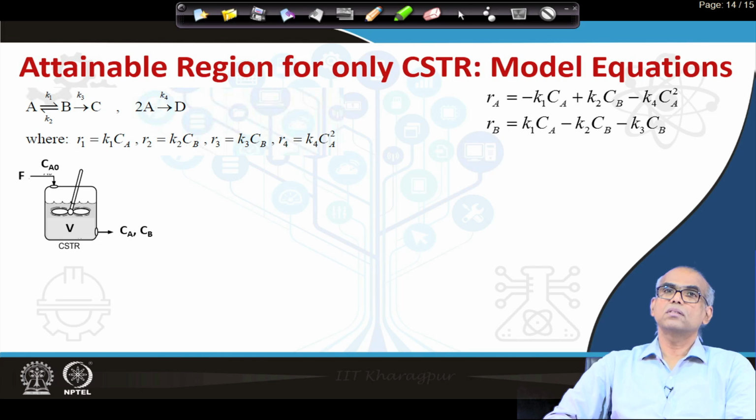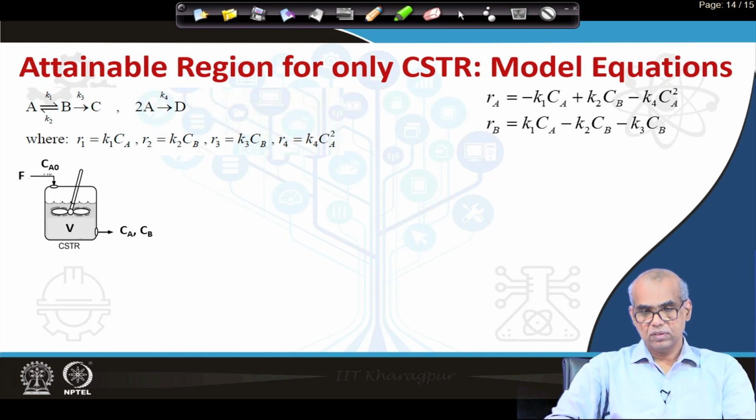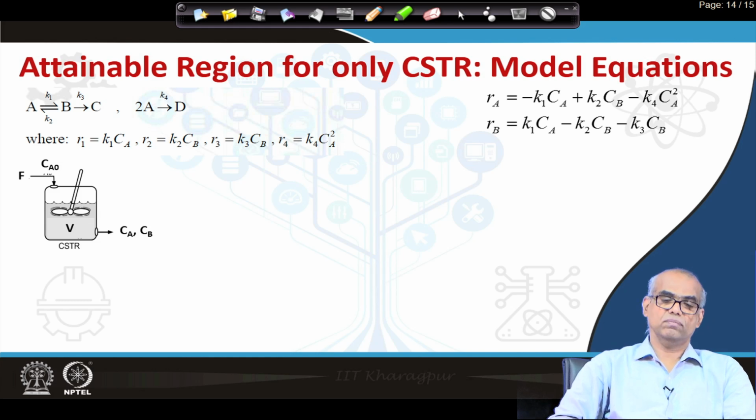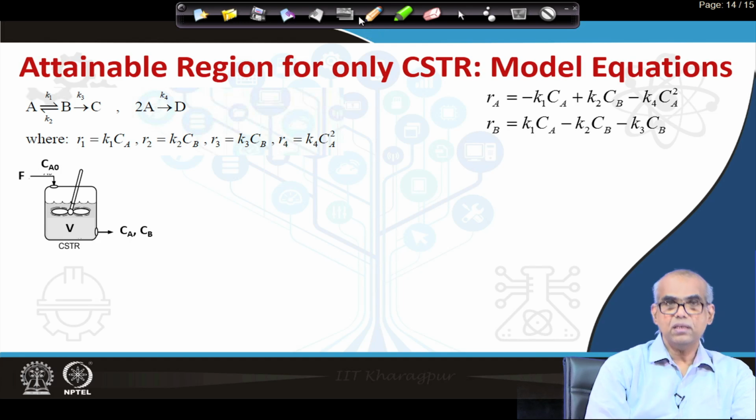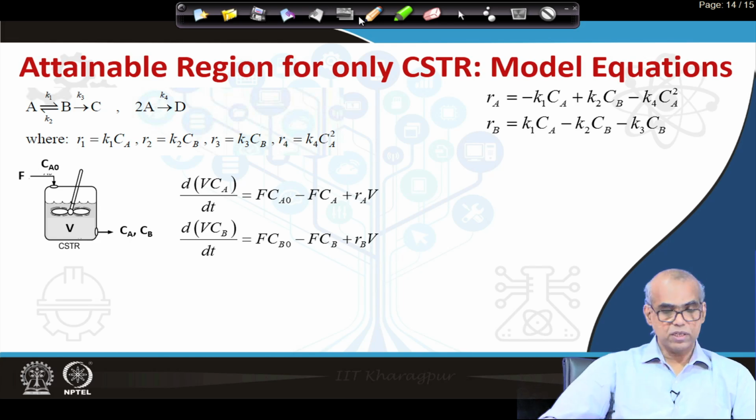Now, let us consider a similar situation with only CSTR. So, what is the attainable region for only CSTR? Again we will start with model equations for CSTR. So, let us first write down the differential equations for CSTR where this van de Vusse reaction is taking place. So, consider the schematic of the CSTR shown and then let us write down the mass balance equations.